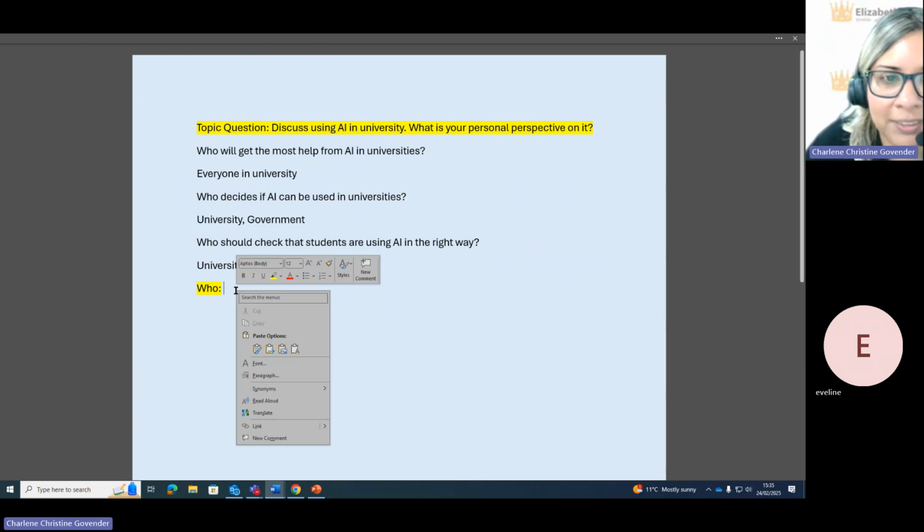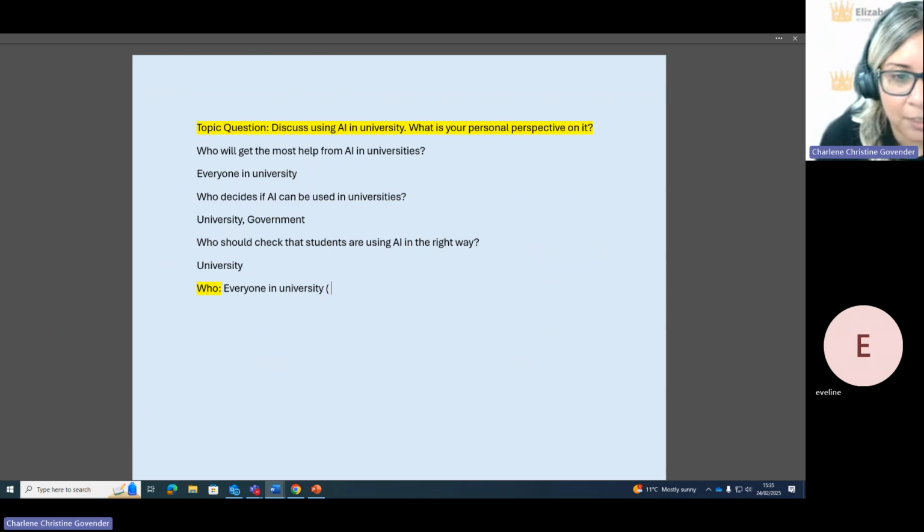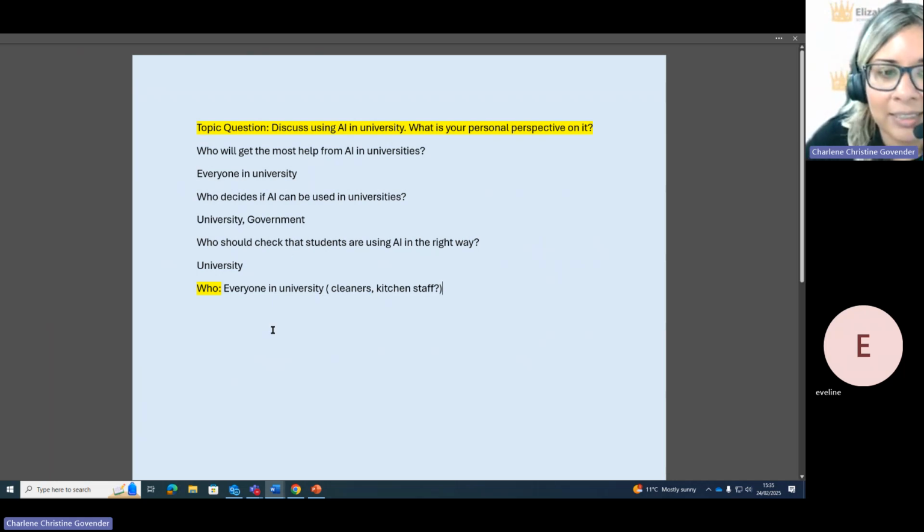Firstly, everyone in the university. Now, that is a very broad statement, okay? Because it means, are we talking about the cleaners? Are we talking about the kitchen staff? Or can we be more specific? So we can write that down and then we can break that into a smaller group.